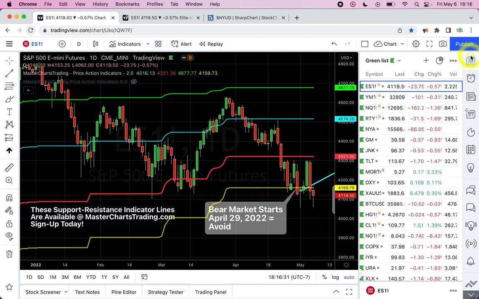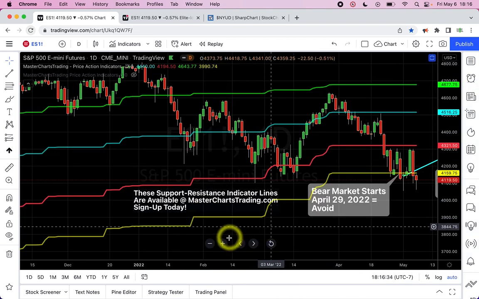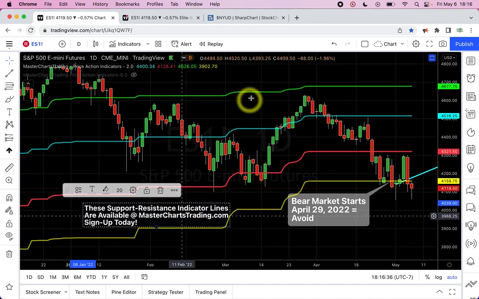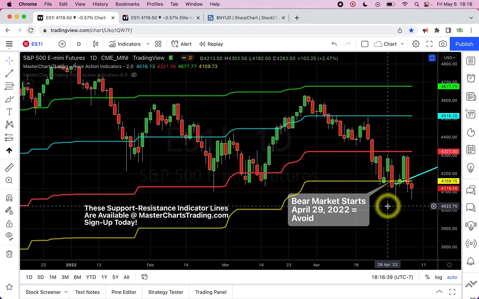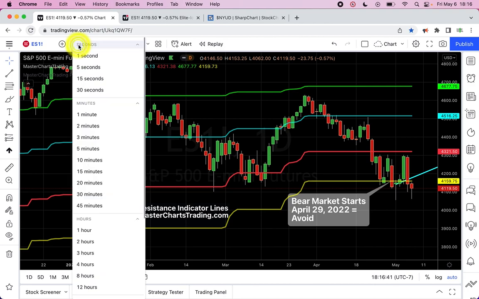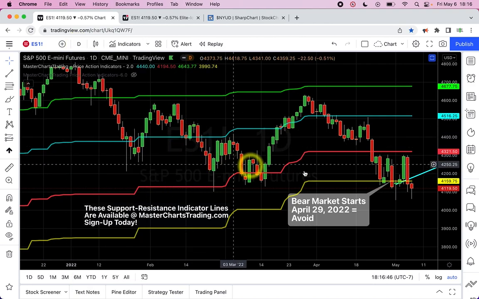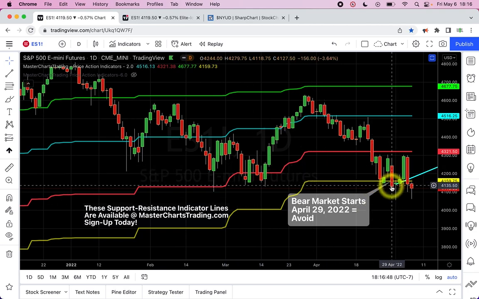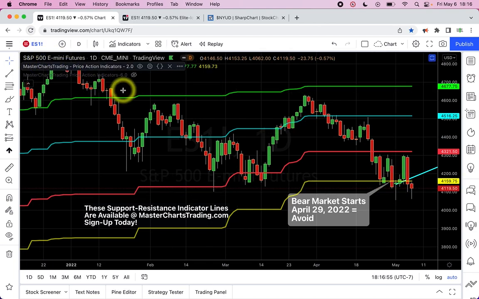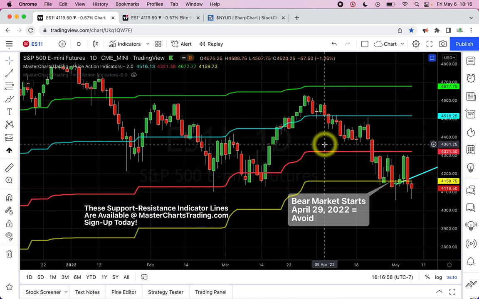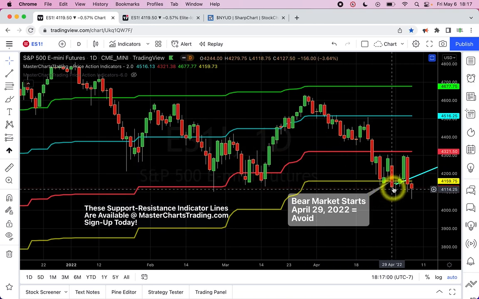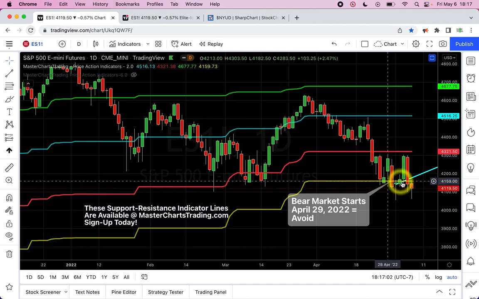So looking at this chart, this is S&P 500. The way to interpret this price action is as follows. Number one, this is a daily chart. You can see it daily. 1 day. So each candlestick is 1 day's worth of activity. On this date right there, 29th of April, this security, S&P 500 E-mini futures, probably the most important index in the world, has closed below this level of the yellow line at 4159.